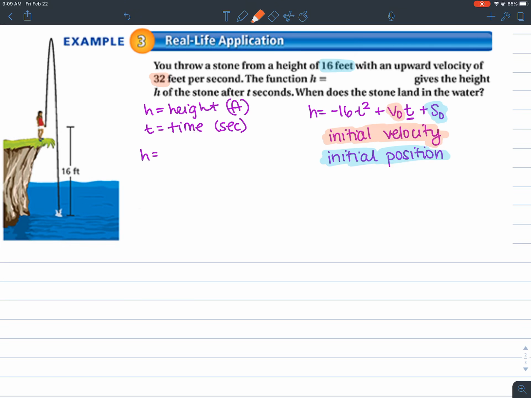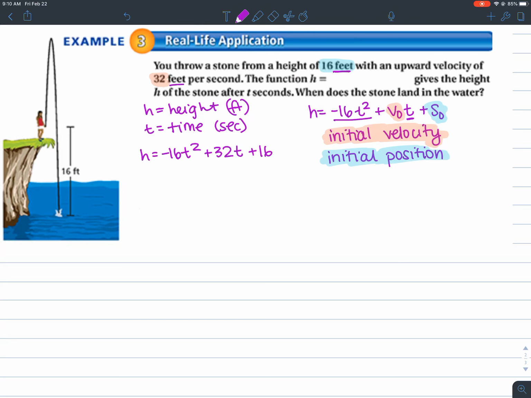Okay. Now, I'm just going to use the values and not necessarily the units. I'm going to make sure that they're the same. So feet, and then I can move on. So my height will be negative 16 t squared. That part doesn't change ever. And then plus 32, because that's my initial velocity, times t. And then plus 16, because it's 16 feet above the water.